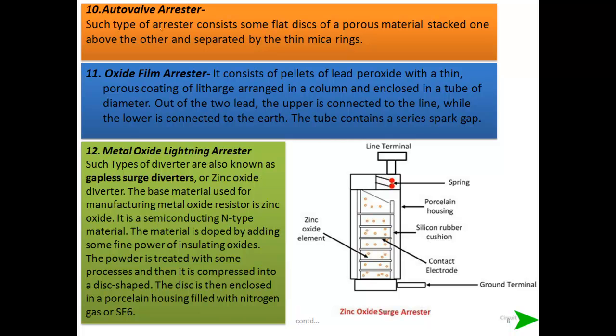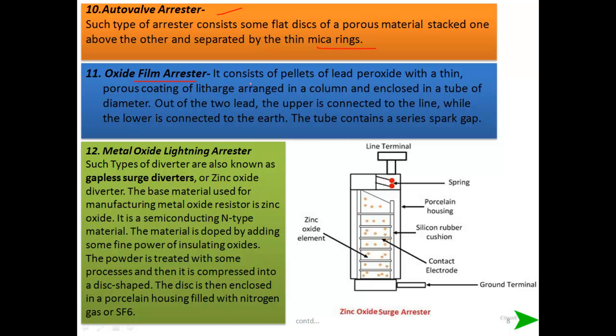Now the auto valve arrestor and oxide film arrestor both have the same characteristic. Such a type of arrestor consists of some flat discs of a porous material stacked one above the other and separated by thin mica rings. And mica, we already know, is a very good conductor of heat, but a very bad conductor of electricity, right? The mica we also use in our electric iron.